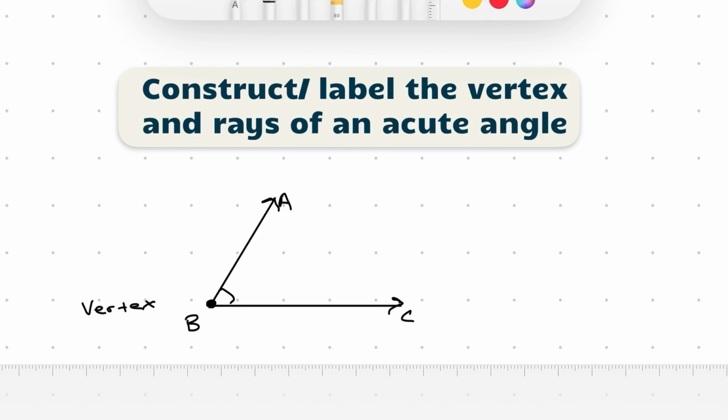And if I were to name it, remember, we name it from the order by which it's written. So it would be A, B, C. Because B corresponds to the center, or in other words, the vertex.